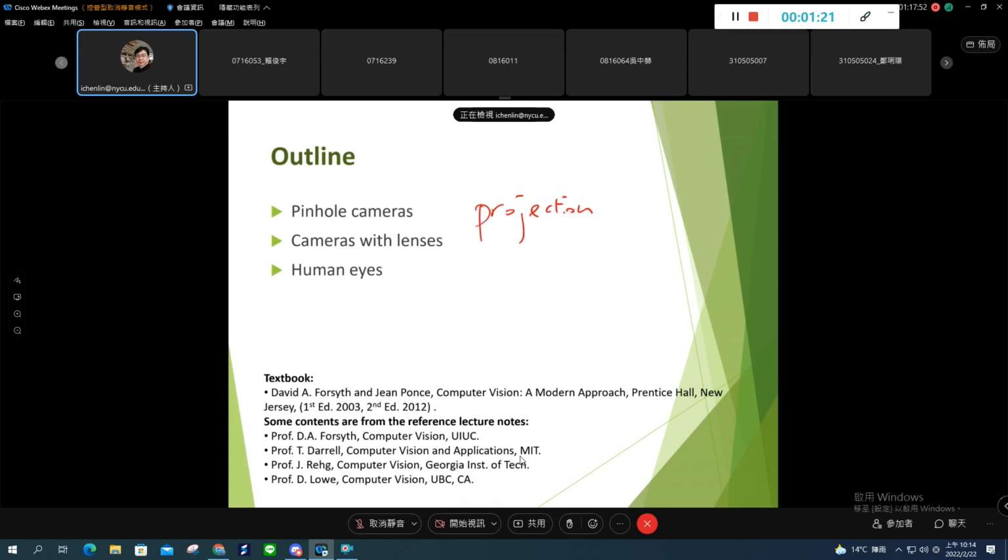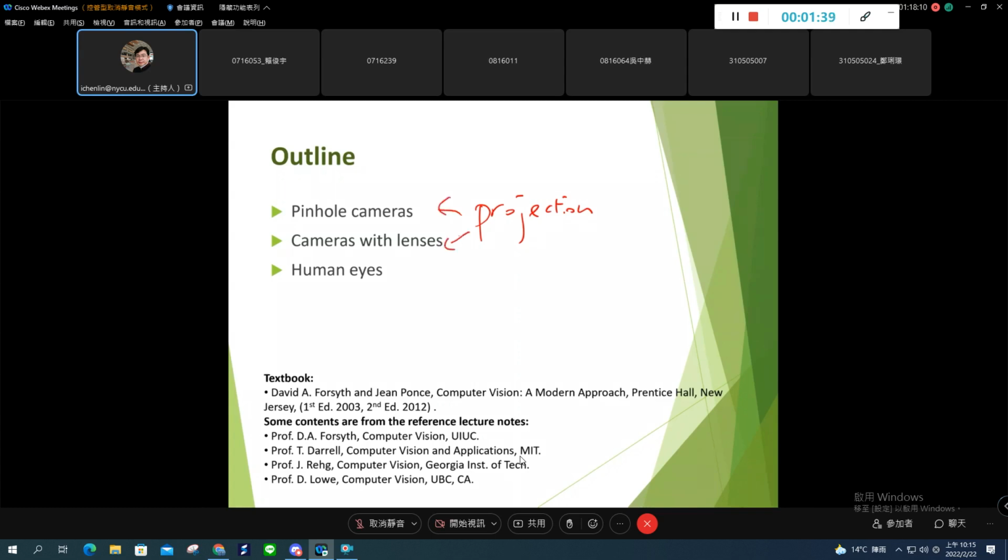especially the perspective projection. Some of these ideas might be covered in related courses, such as computer graphics and other courses related to 3D things.